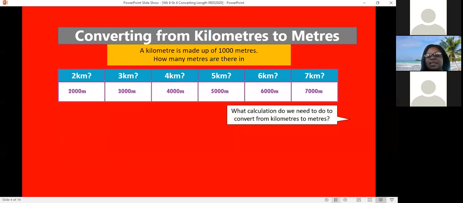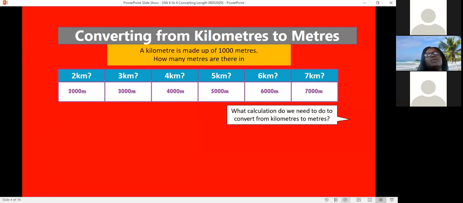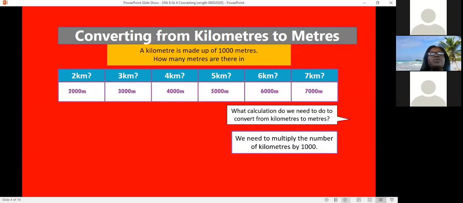Okay, I see a hand raised there with Joda. I'll come to you. Let me just finish this. So meters are smaller than kilometers, so there are more meters in the same length as kilometers. There's actually 1,000 times more, because kilometers are also far, remember. So there are 1,000 times more. And what calculation do we need to convert from kilometers to meters? We need to multiply the number of kilometers by 1,000.